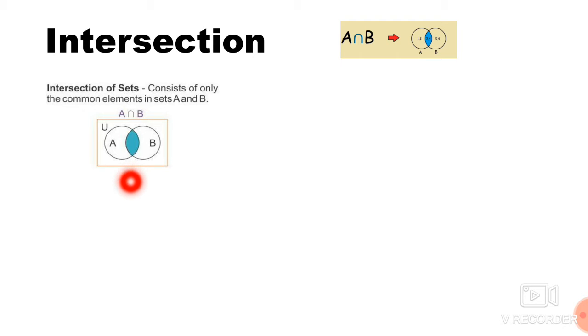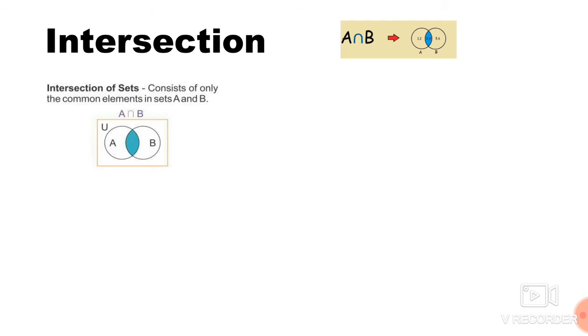The same Venn diagram which we have drawn for union can be used for intersection, but the method of shading is different for union and for intersection. In union, we shade both the circles, but in intersection, we just shade the overlapped area, the common area, because in intersection, we just write the common elements. So we just shade the common area.